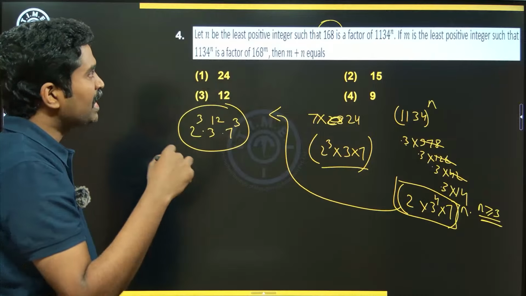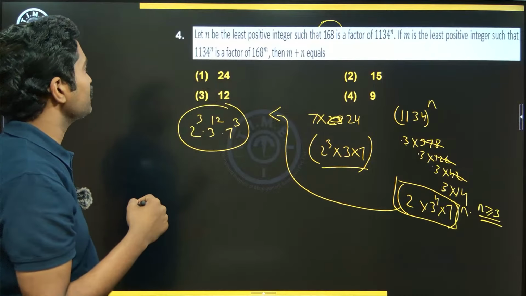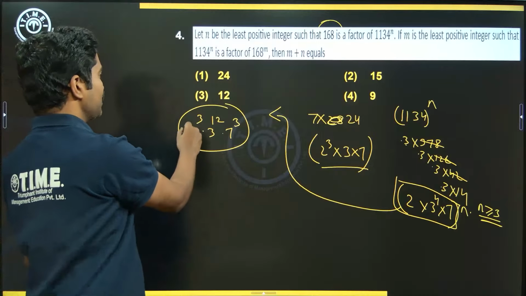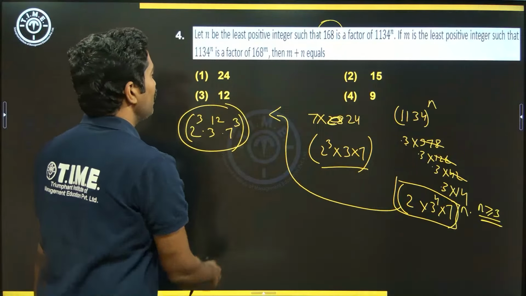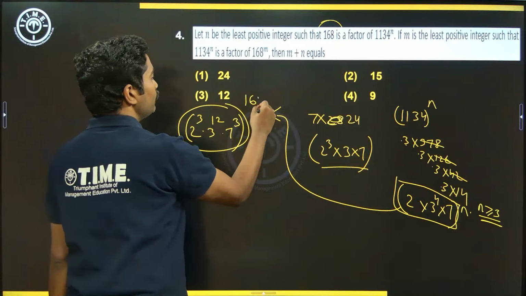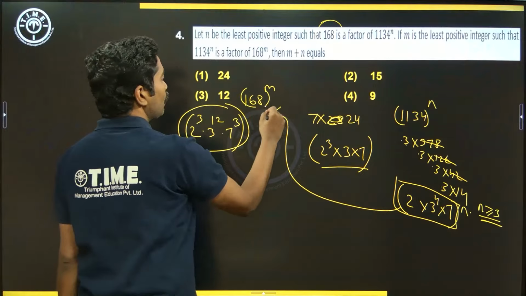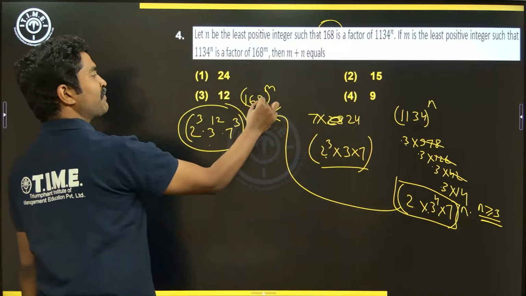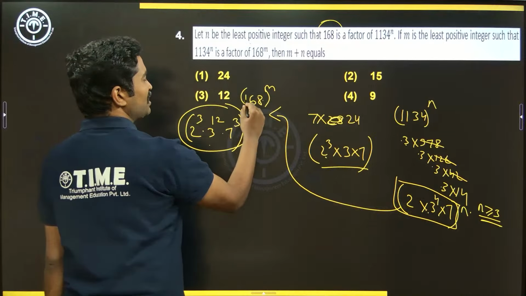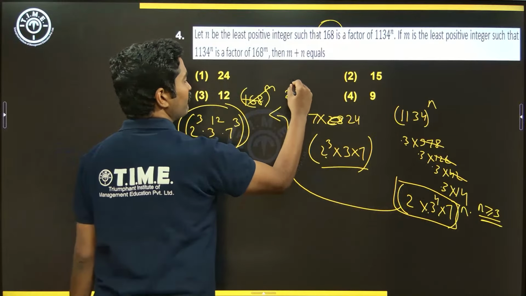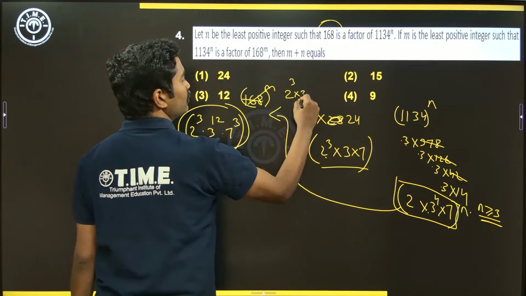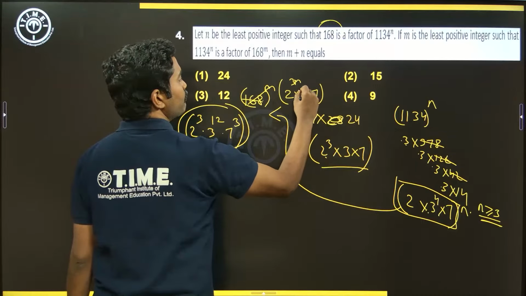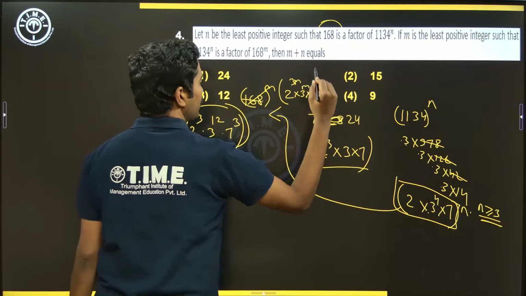Now next, if m is the least positive integer such that 1134 whole power n, which is this number, is a factor of 168 power m. All right, 168 power m. Now, this number is a factor of that number, we are being told. What is 168 whole power m? 168 whole power m will be 2 cube into 3 into 7 whole power m, or this is 2 power 3m, 3 power m, 7 power m.